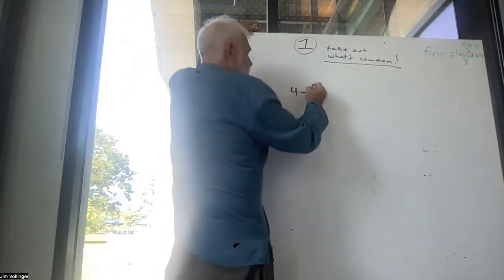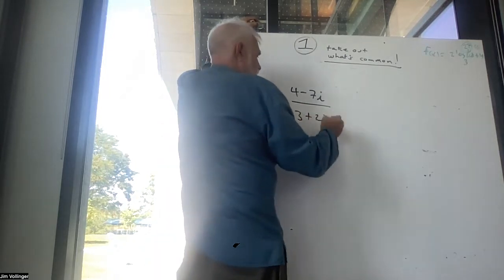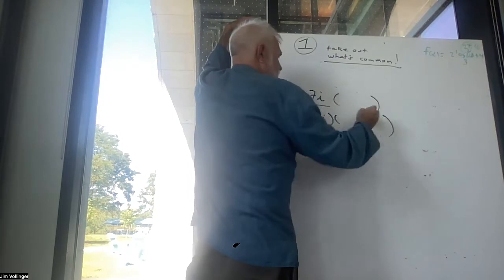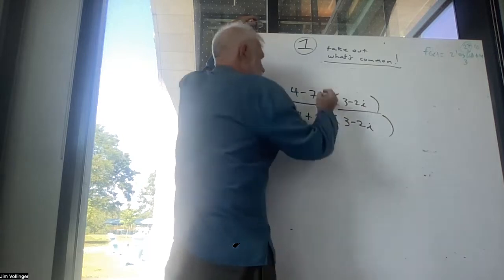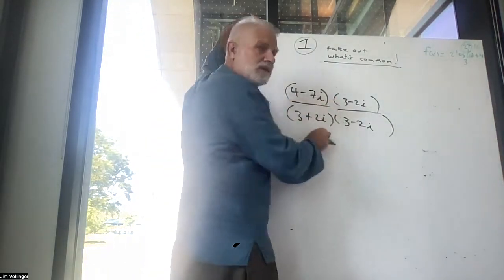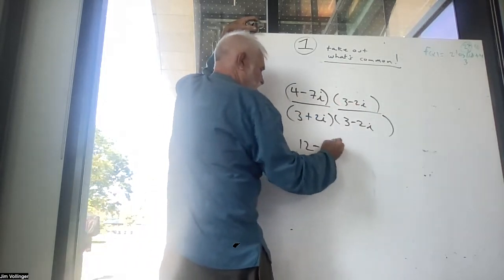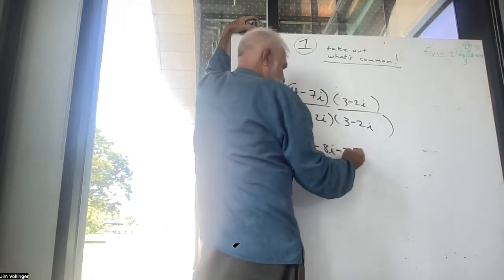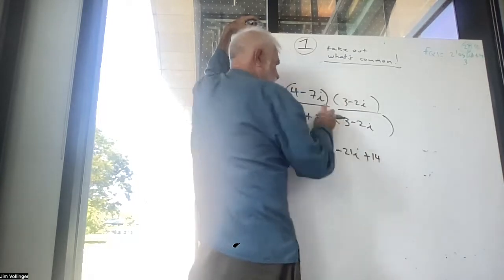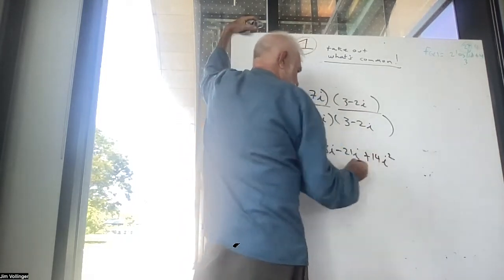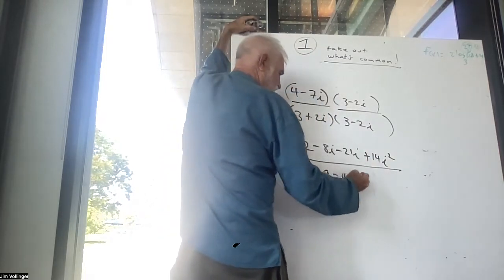Let's do 4 minus 7i over 3 plus 2i. What do we multiply by? 3 minus 2i. Put parentheses around everything. 4 times 3, I'll put it here, 12. 4 times minus 2i, minus 8i, minus 7i times 3, minus 21i, minus 7 times minus 2 is positive 14, i times i squared, all over 9 minus 4i squared.